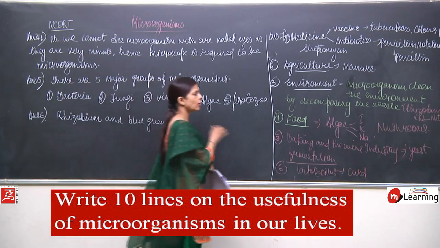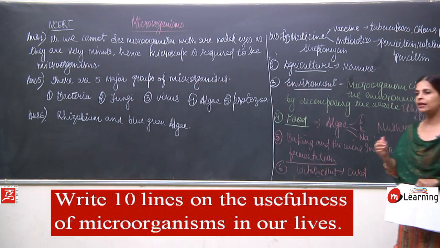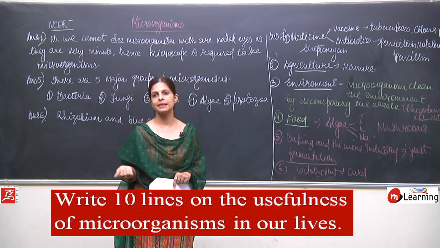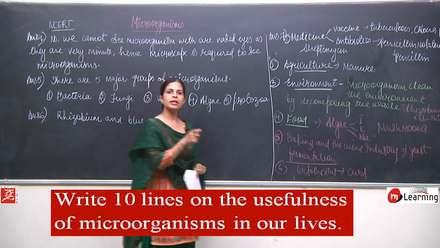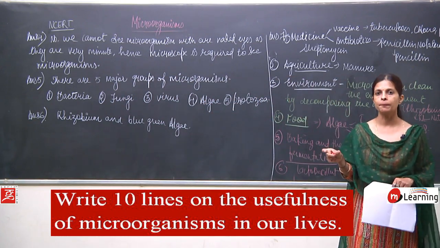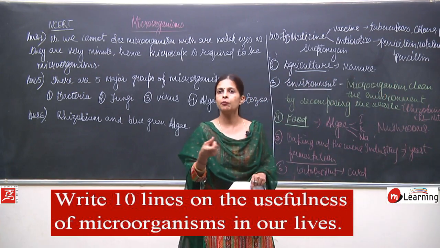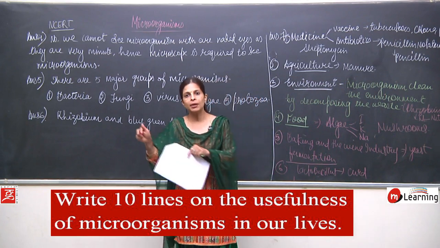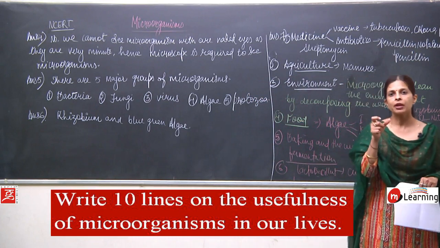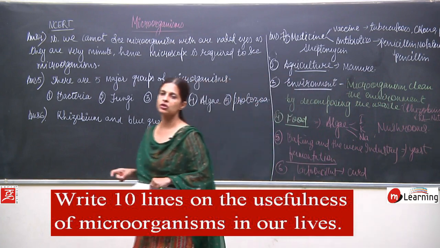And at the same time, when we talk about the harmful or negative part of microorganisms, we can divide it into three parts. The major problem is diseases, as microorganisms are responsible for causing various diseases. Second, they spoil our food, and third, because of the spoiling of food we suffer food poisoning. But again, food poisoning is connected to disease. Food poisoning is also a disease.